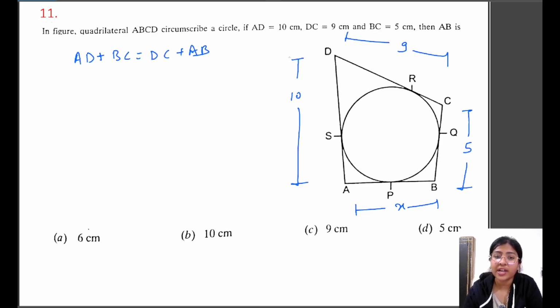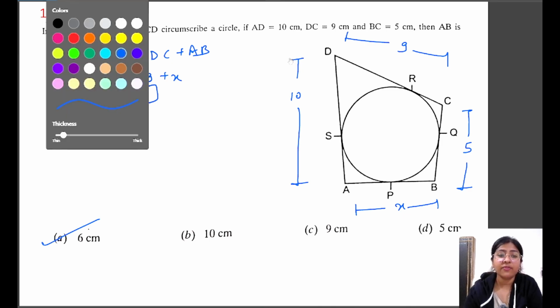Yes or no? We can directly write this relation. The sum of opposite sides are equal if the quadrilateral is circumscribing a circle. So we can directly use this relation. Okay, AD length is given as 10, BC length is given as 5, the length DC is given as 9, and the length AB we need to find out. From this, you will get x is equal to 6. This is clear to you?